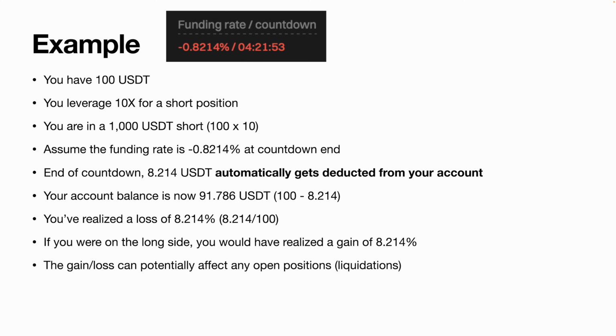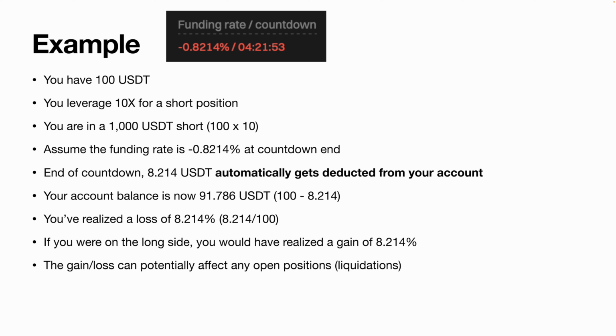So let's say that you have 100 USDT and you leverage by 10x and you entered a short position. This means that you're in a 1000 USDT short position. By the end of the countdown, assuming that this number is still the same, you would have to pay 8.214 USDT, which gets automatically deducted out of your margin balance. This means that of your initial 100 USDT that you had, you lost 8.214 USDT and you now have only 91.786 USDT in your margin balance.